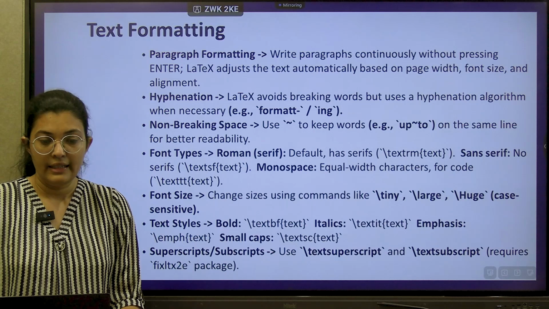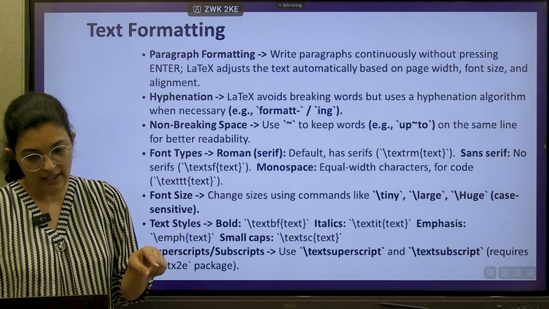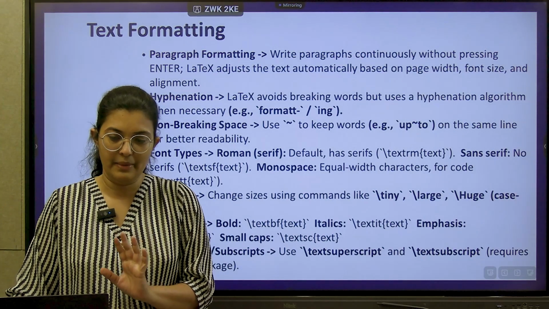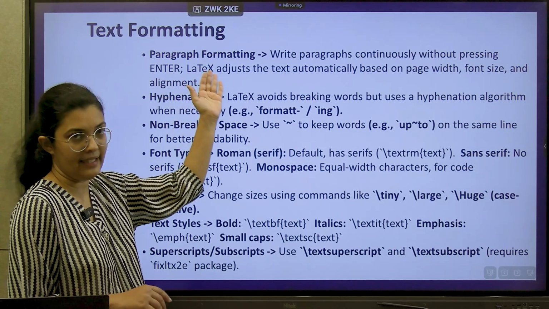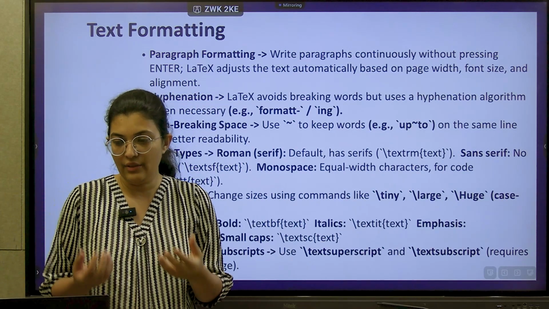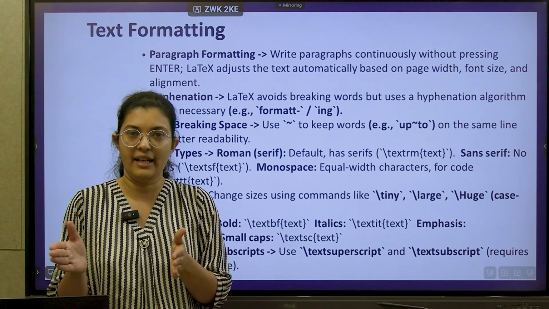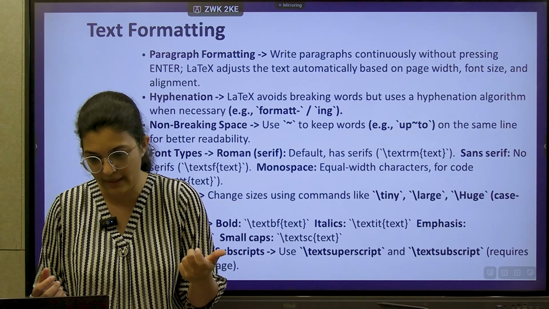Now let's understand, this is the document environment that we studied. Now we study what are the different options or formats available for text formatting. So for text formatting, the first one is paragraph formatting. In paragraph formatting, we can format the page width, font size, and alignment: left, right, center. So these are the options we have available with paragraph formatting.